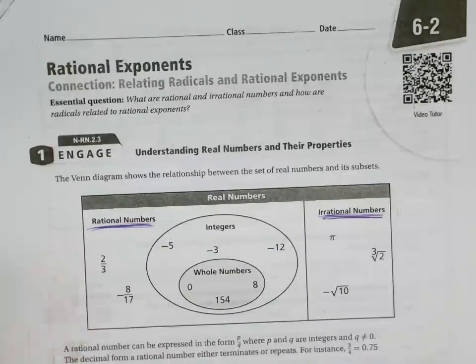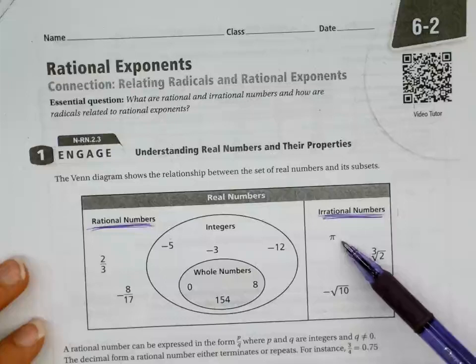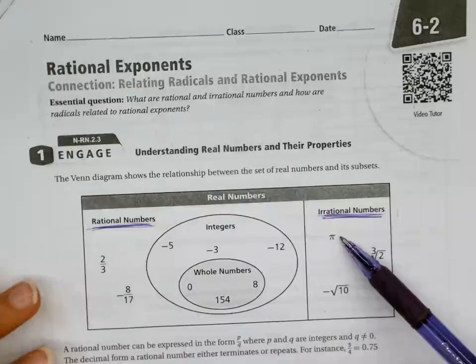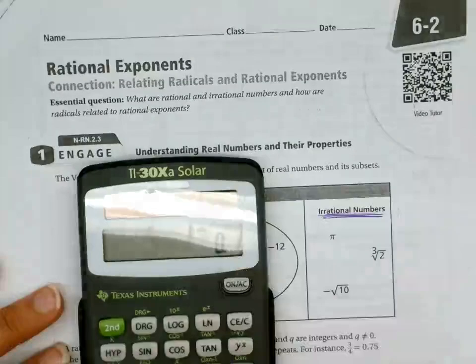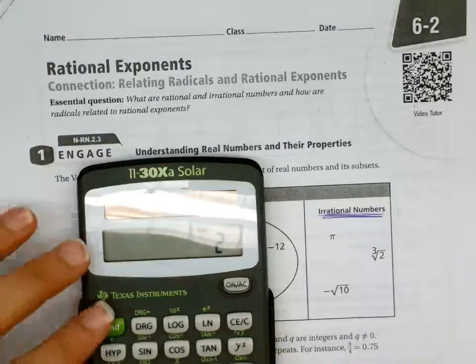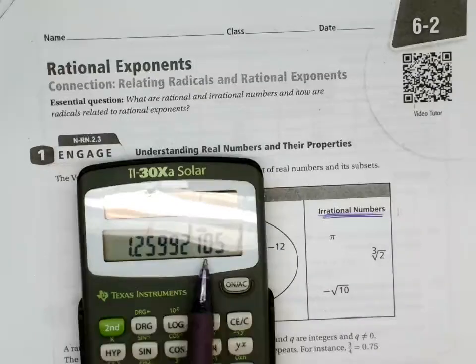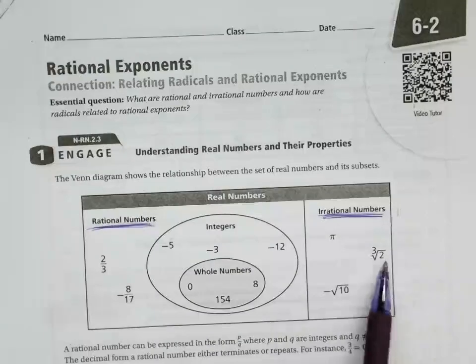So, what is an irrational number? An irrational number is going to be like pi. It never terminates and it never repeats, right? 3.14 and so on, goes on forever, never repeats, never ends. If I did the cube root of 2, I get 1.25992105. It's going to go on forever. It never repeats. It never ends, okay?